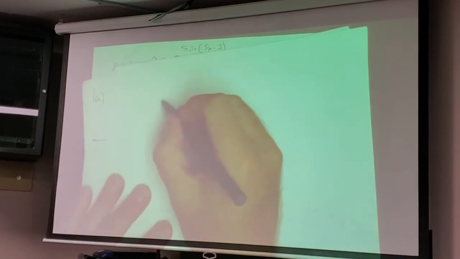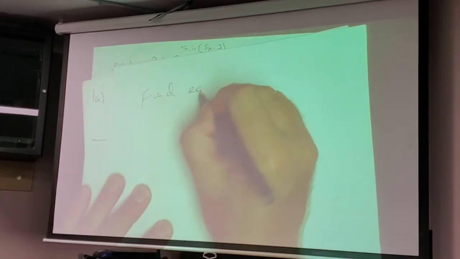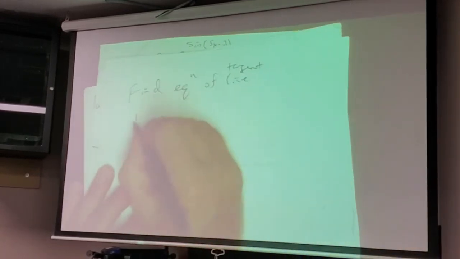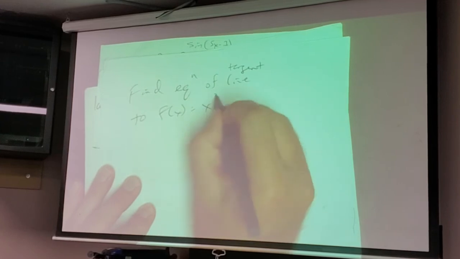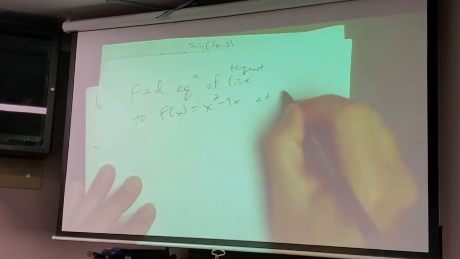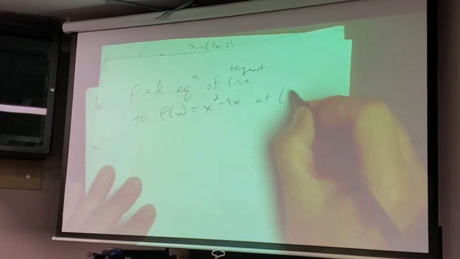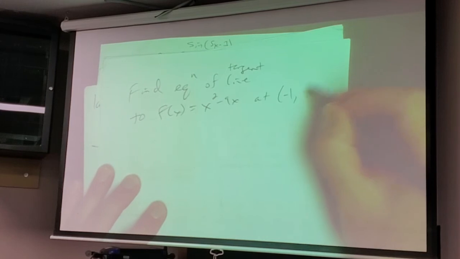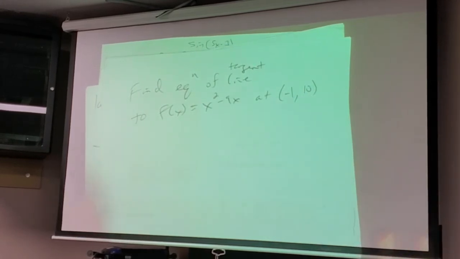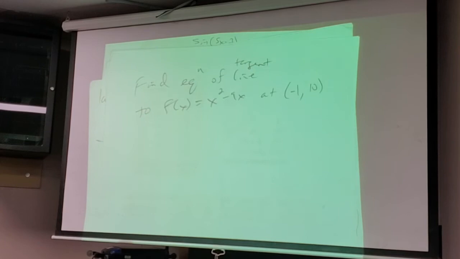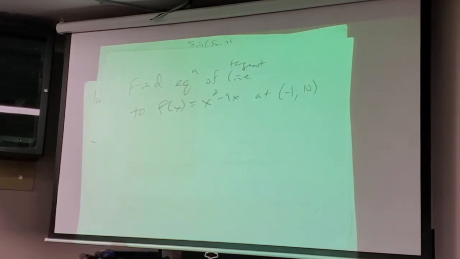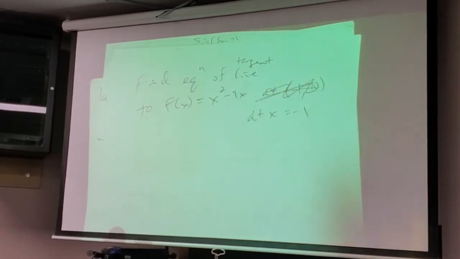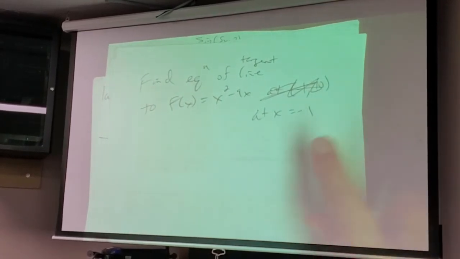So a normal problem would look like: find the equation of the tangent line to this function at, what do you got, Jeff? At x equal to -1. And then you plug that in to get the point.